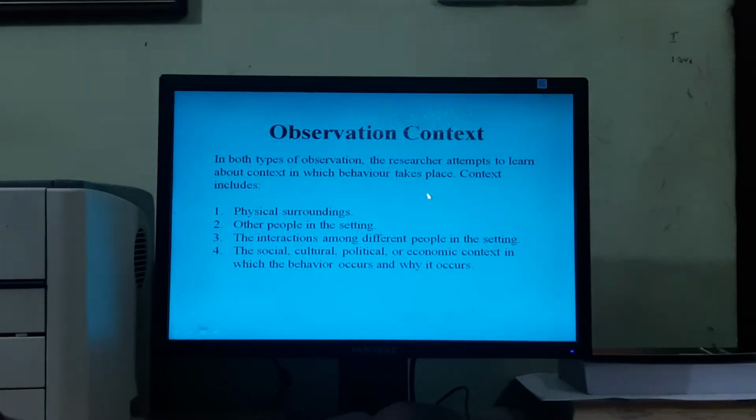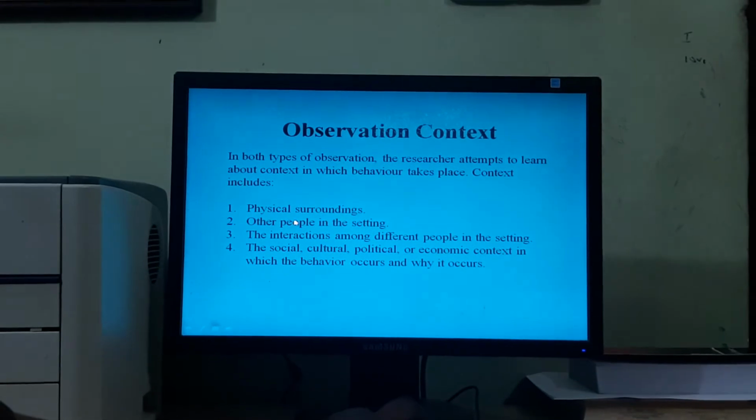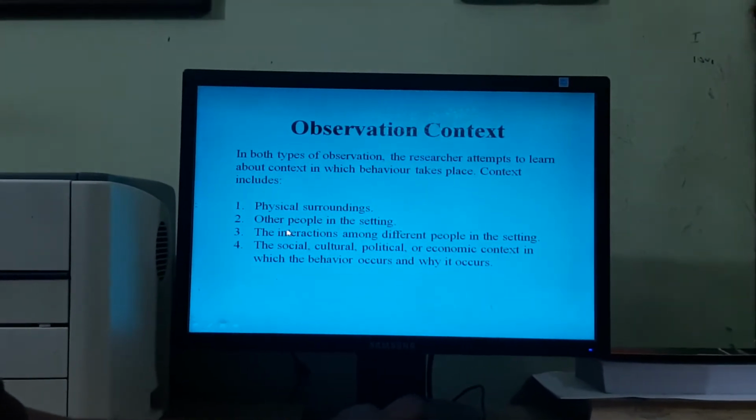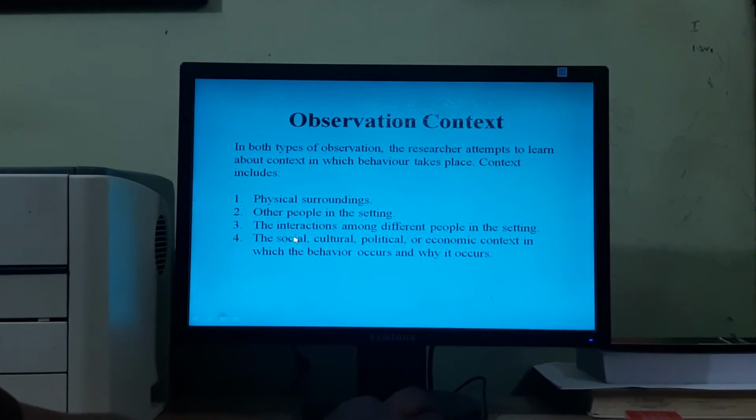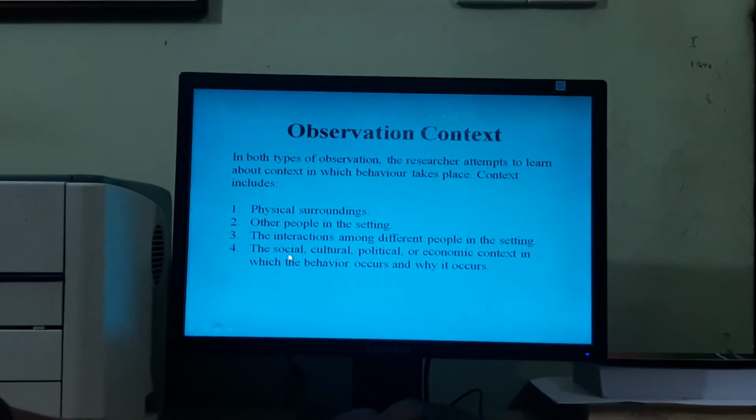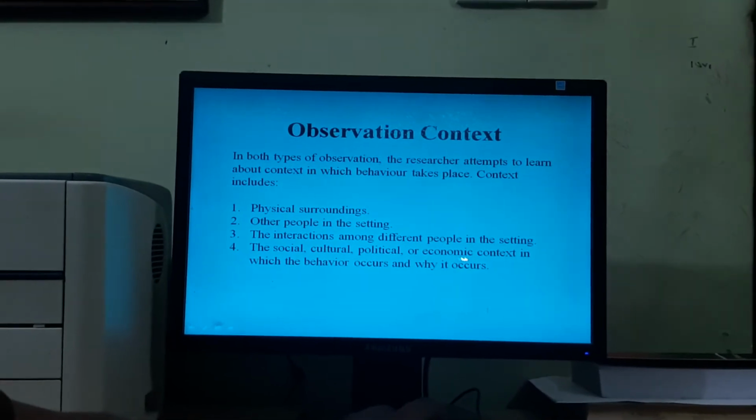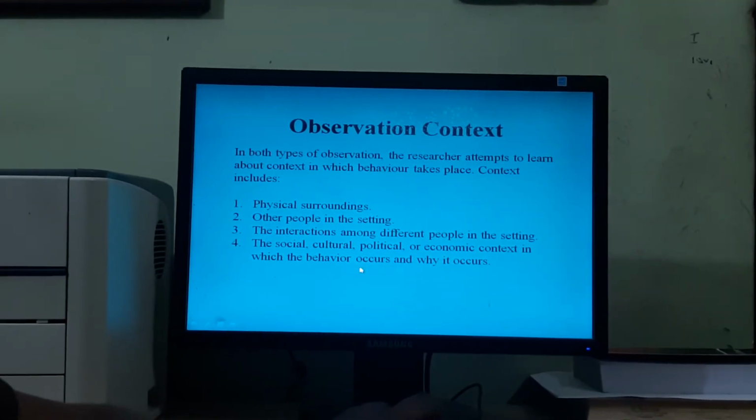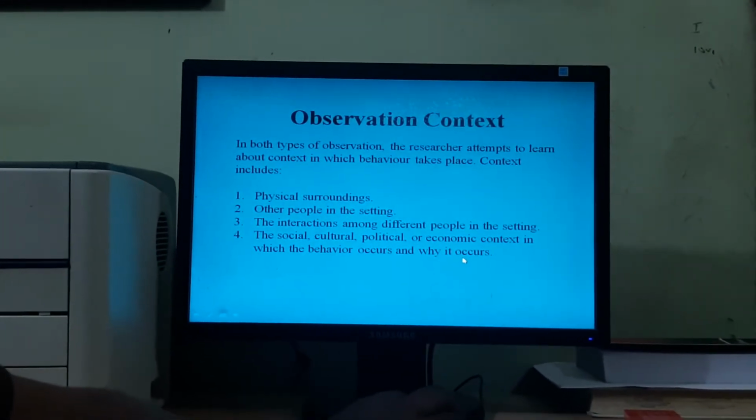Before starting observation, the researcher or observer has to know the observation context. Dear students, now we shall see what the contexts of observation are. Observation context includes physical surroundings, other people in the setting, the interactions among different people in the setting, and the social, cultural, political or economic context in which the behavior occurs and why it occurs.